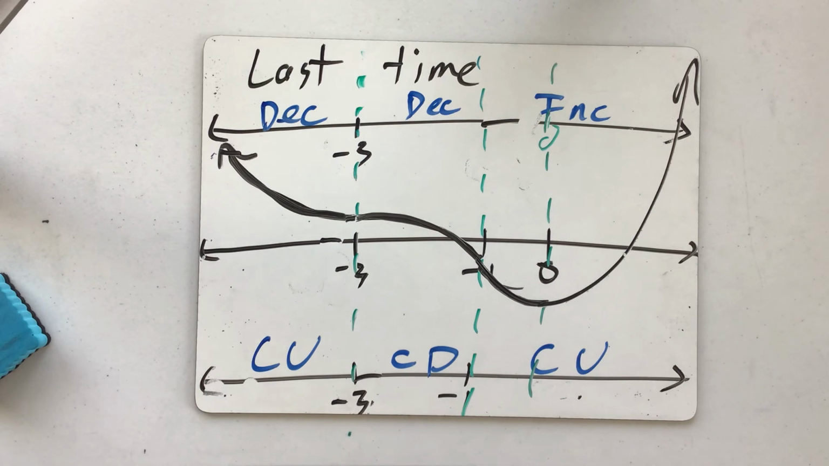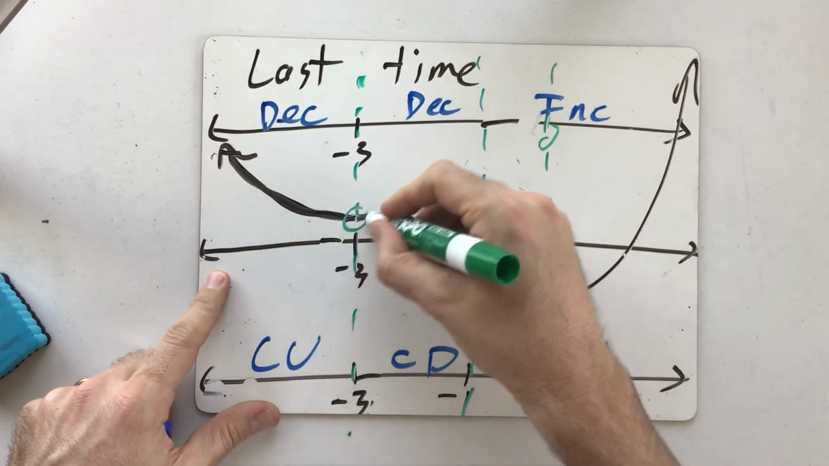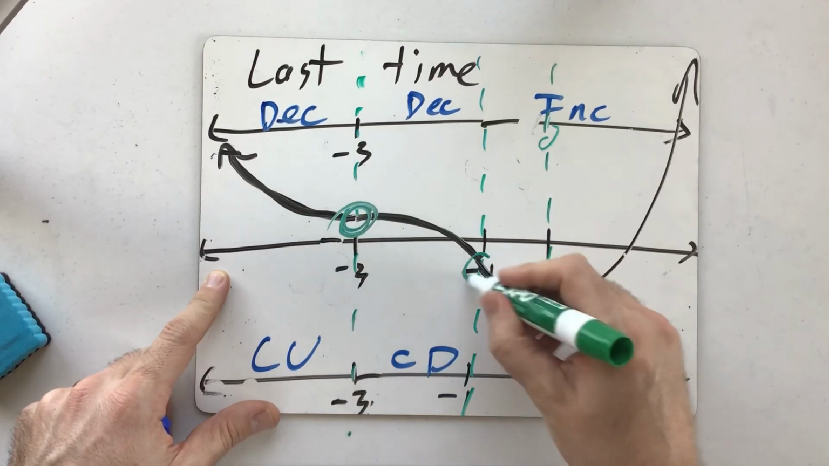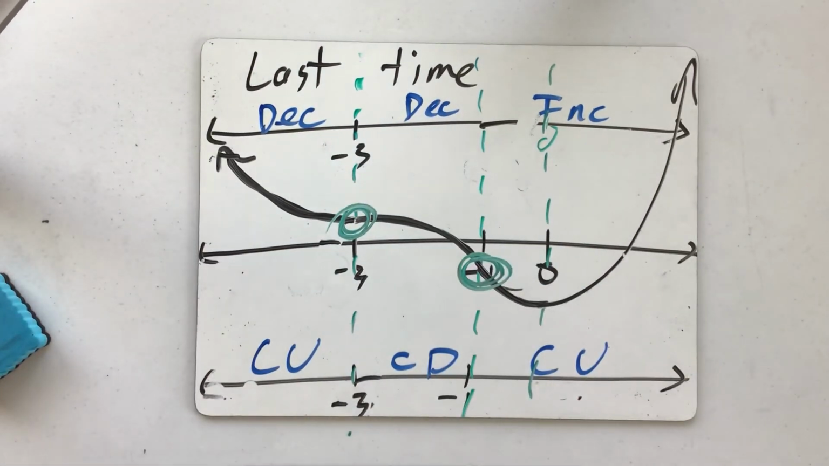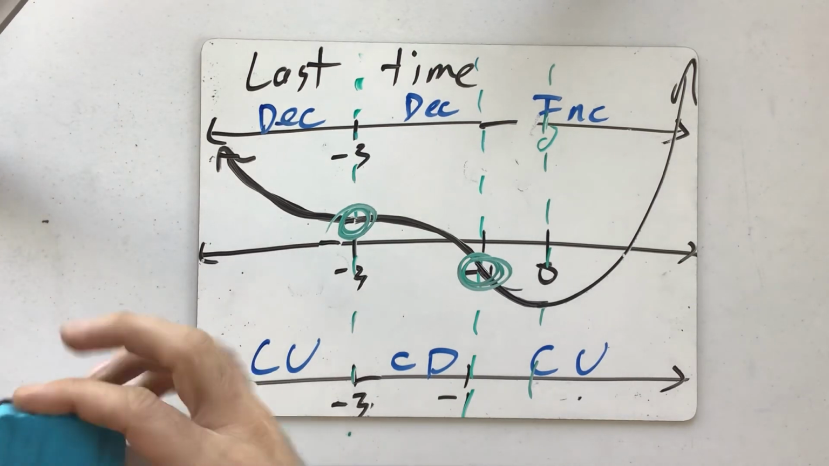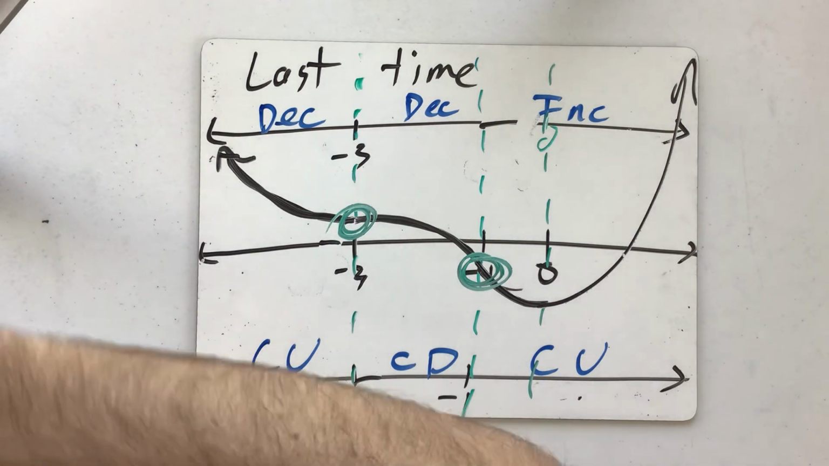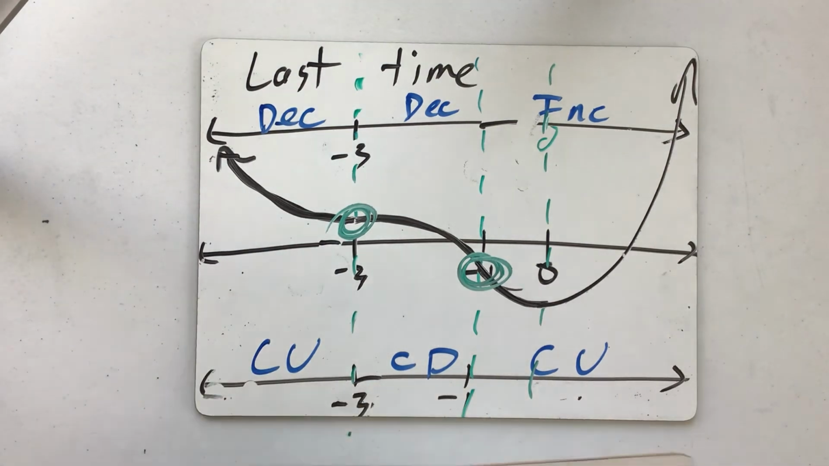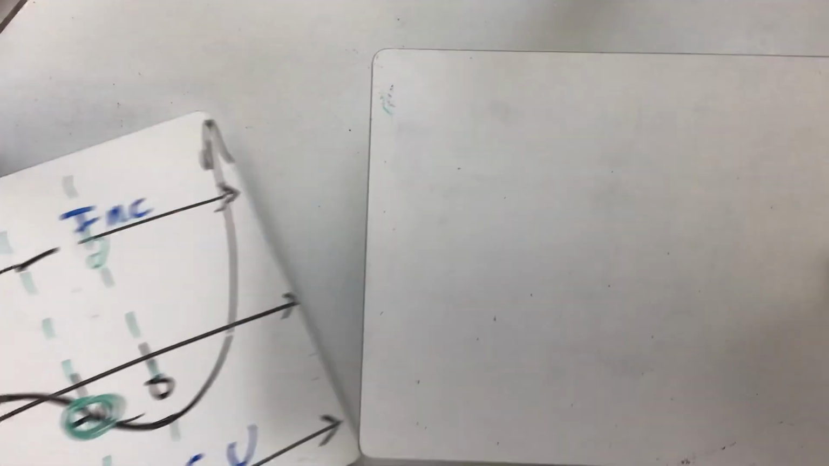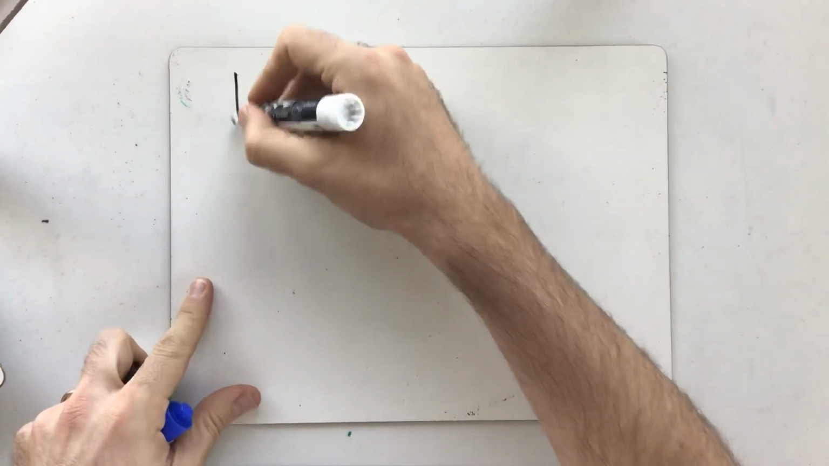talk about one important point, actually two really important points, and that is this point right here and this point right here. And these are points that we call inflection points. So what is an inflection point? An inflection point is a point where we switch from concave up to concave down.